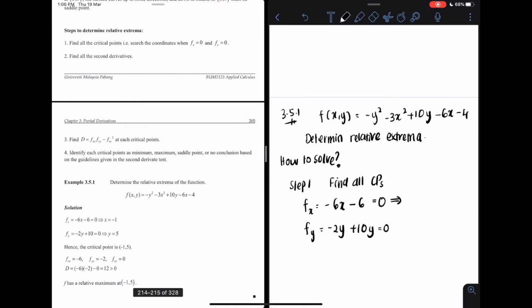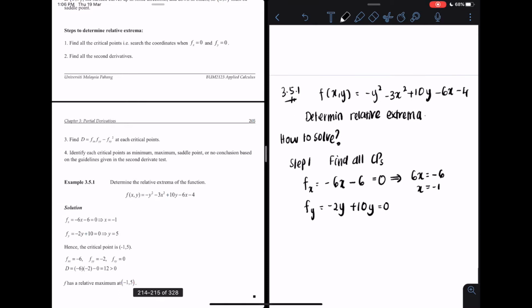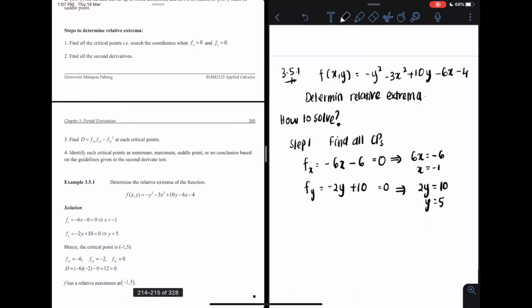So in this case, 6x equal to negative 6, x equal to negative 1, and in this case, this one is not 10y, my mistake, it should be 10. 2y equal to 10, y equal to 5. Therefore, the critical point for this case is negative 1, 5.